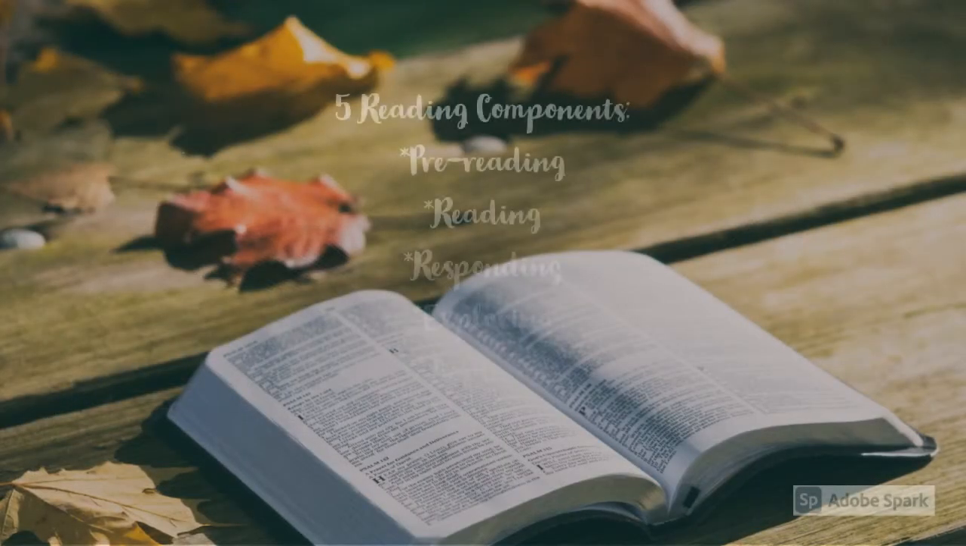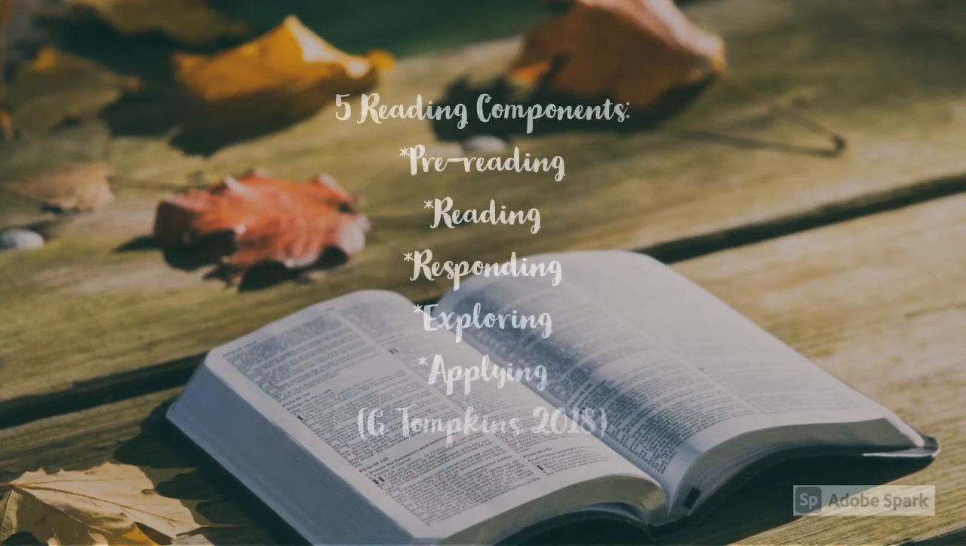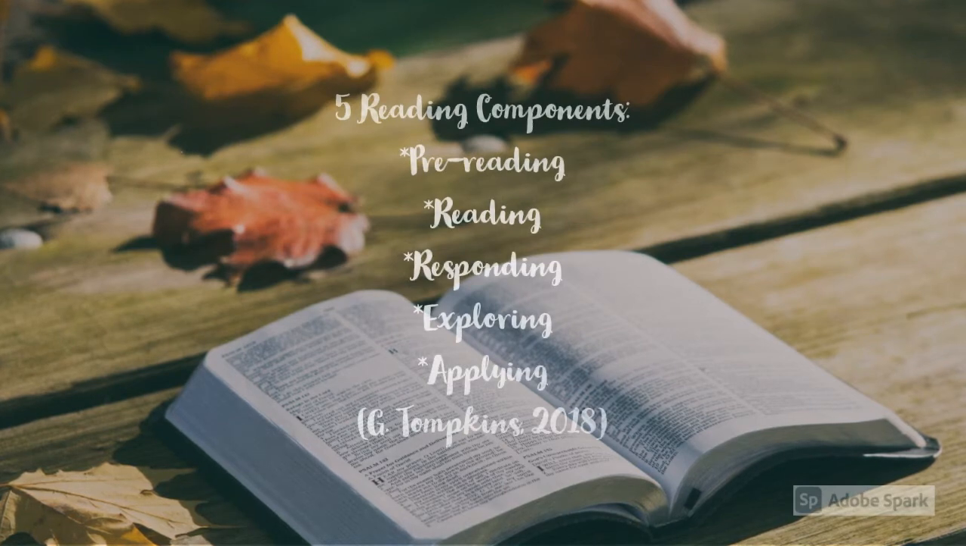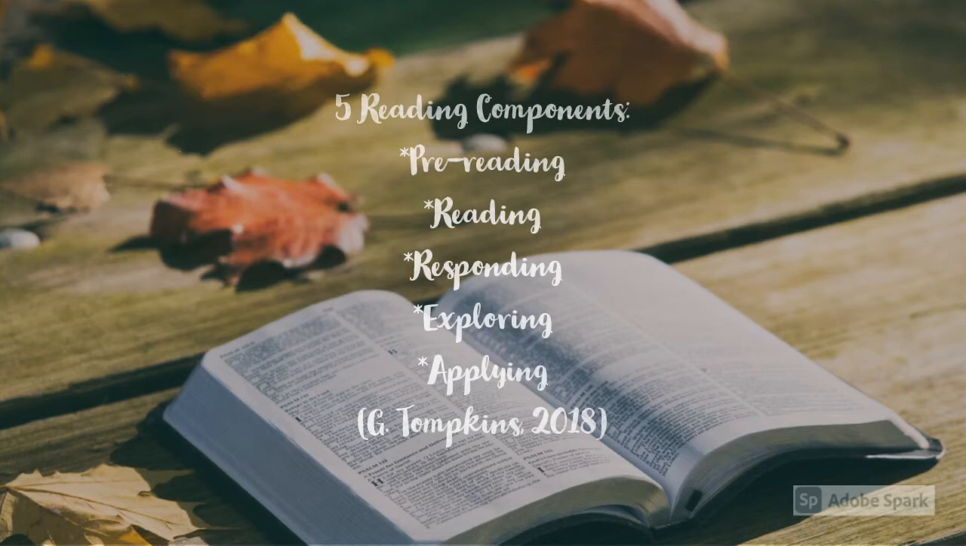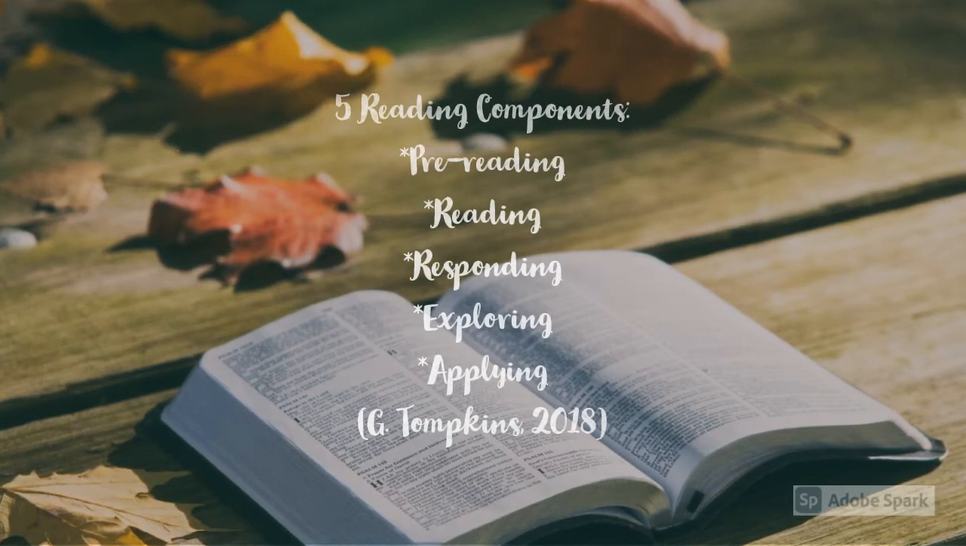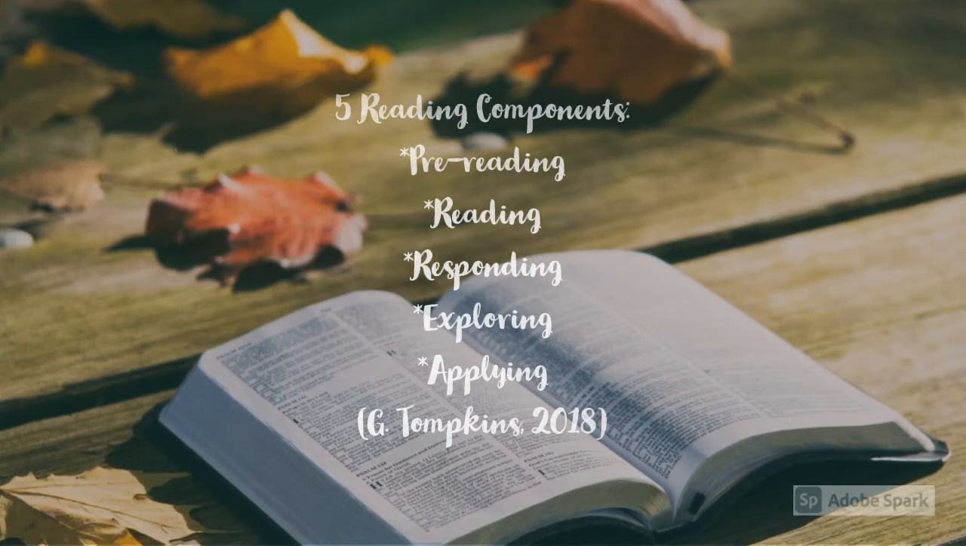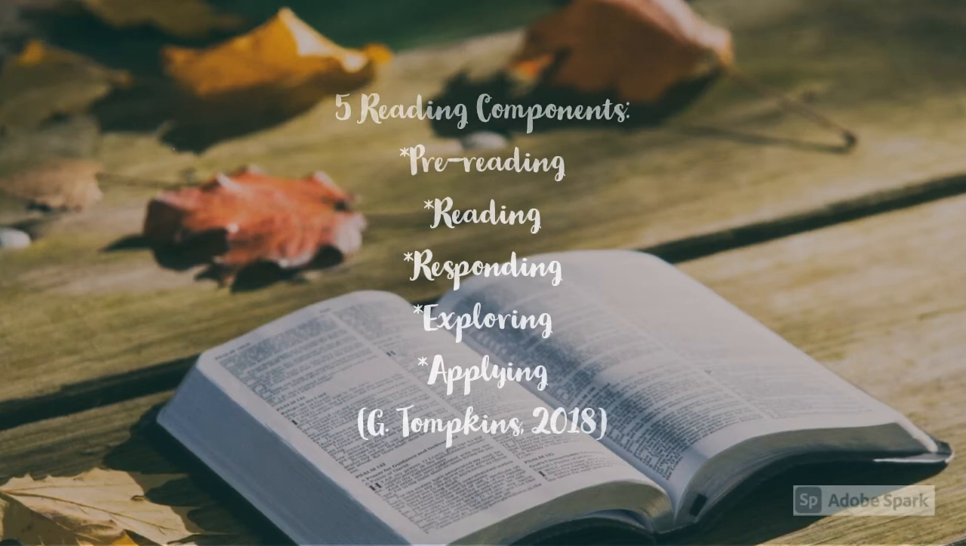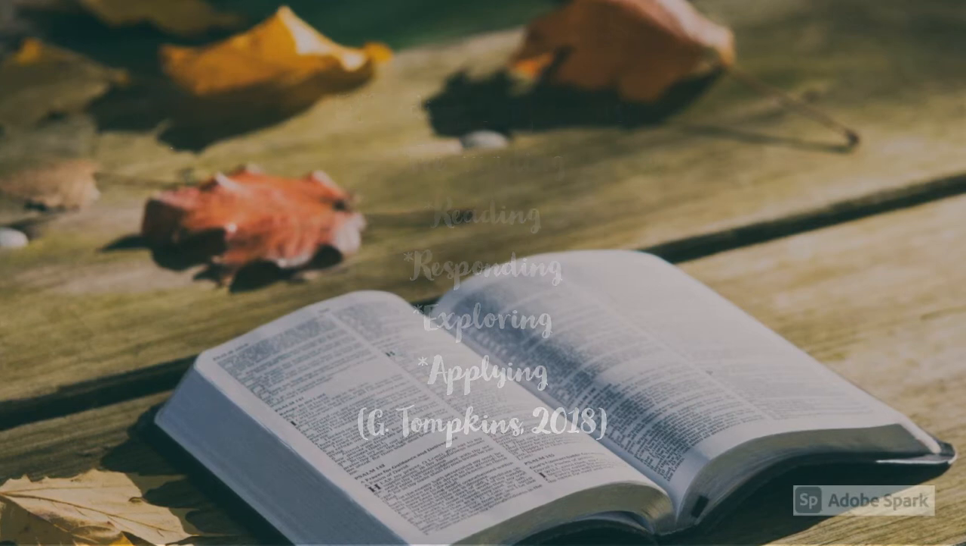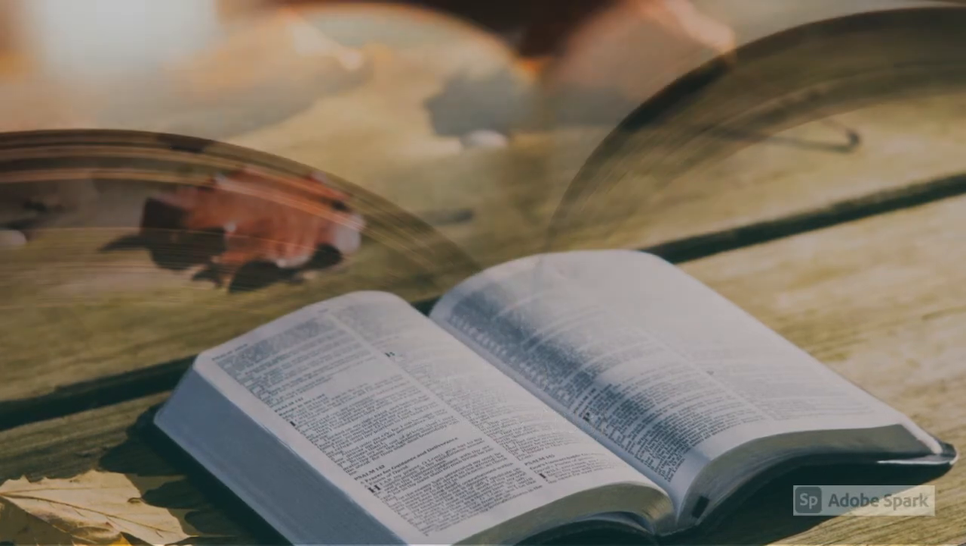In the text, there are 5 reading components that help students with reading comprehension. First is pre-reading. This could be for younger students looking at pictures through the book, and for older students scanning a book. Reading, responding. This could be class discussions or even blogging. Exploring, which could be use of vocabulary. And applying, which is project-based learning.